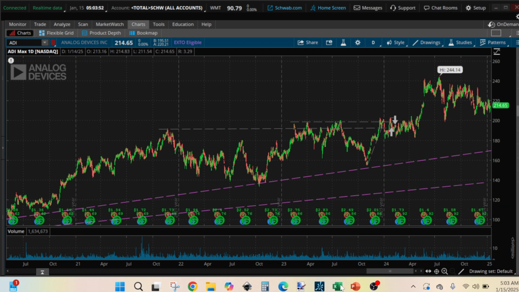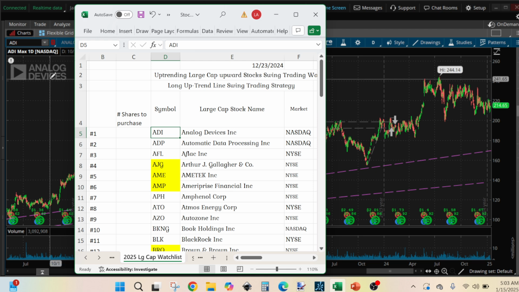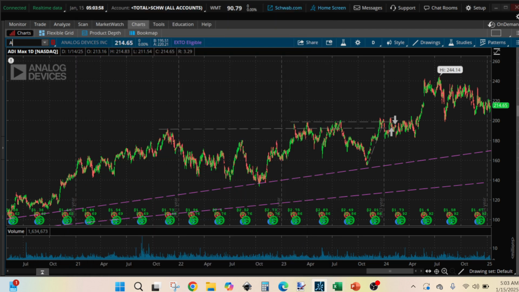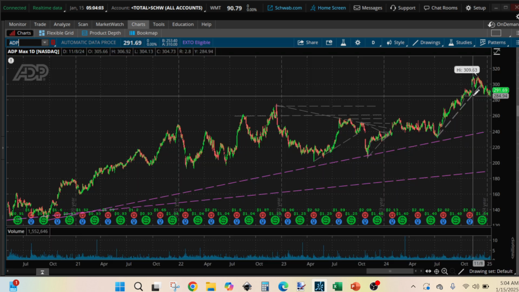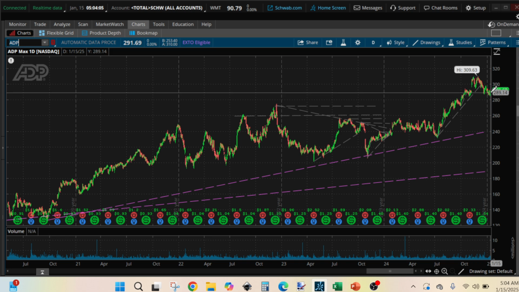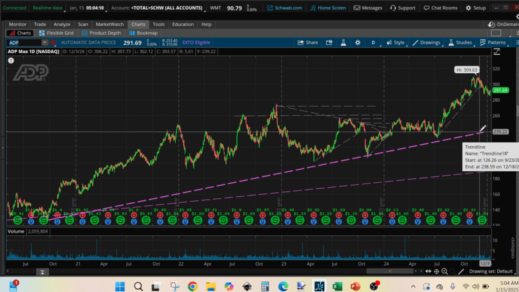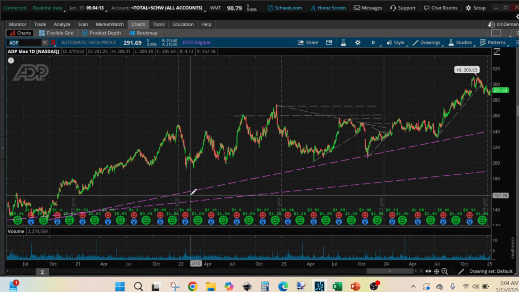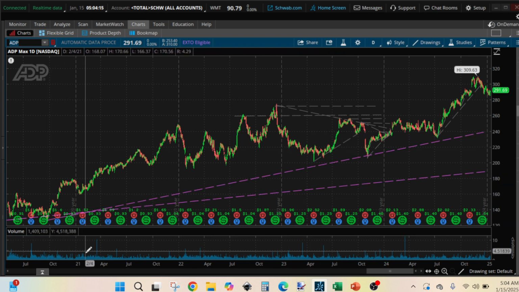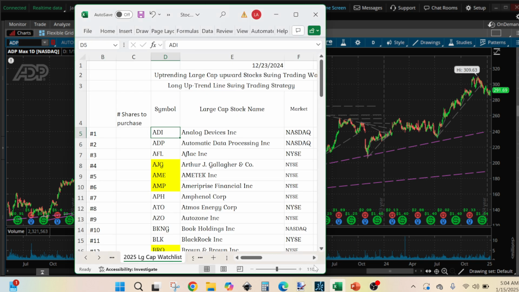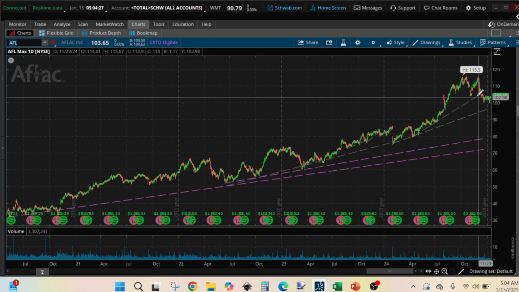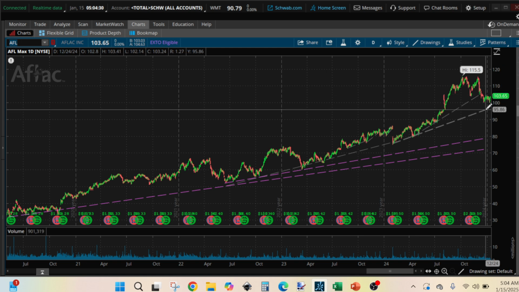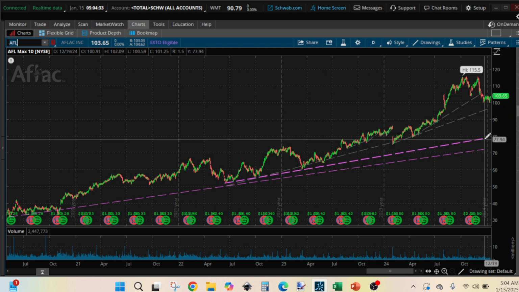So the next one we are going to analyze is ADP. For ADP, this trend line ended and it seems to be going lower, but it's still far from our trend line. And this one, originally from before 2021, is more than 1 year old. The next one is AFL. For AFL, this trend line ended. It seems to be going to this trend line, but the purple one is where we like to wait.